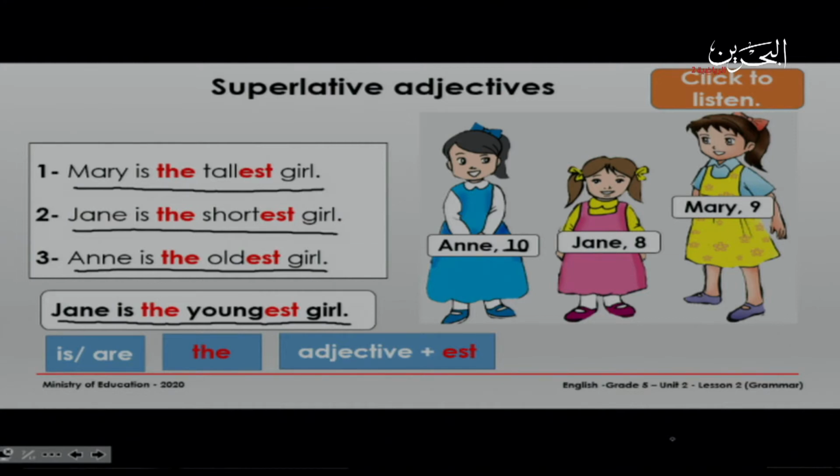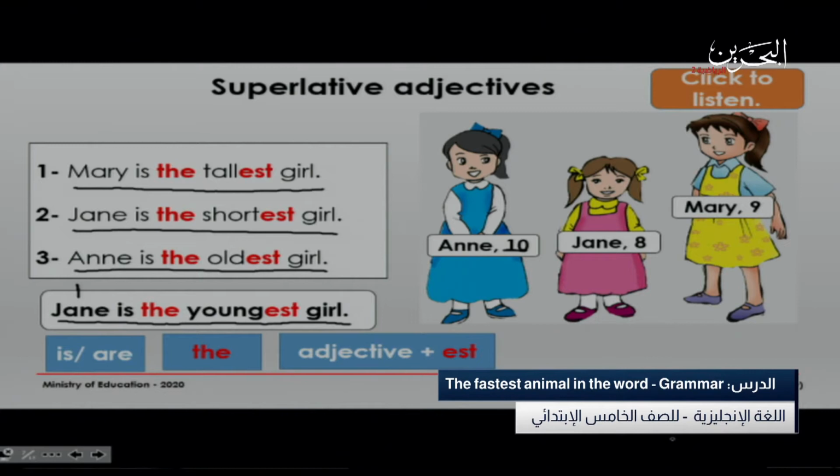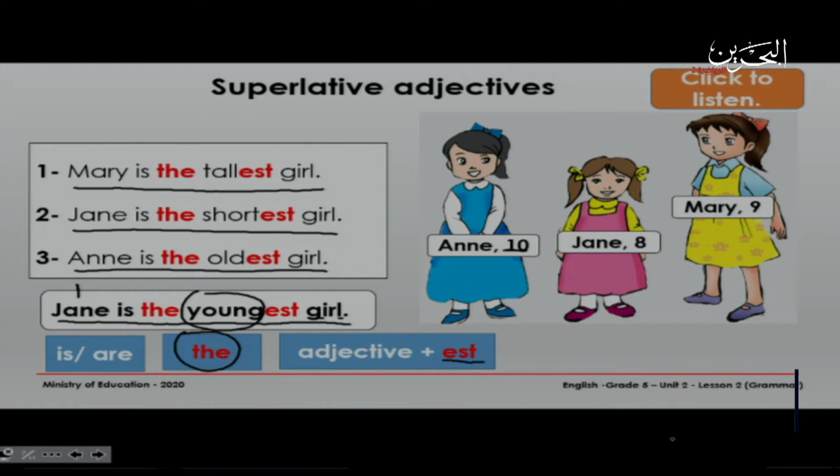So, to write a sentence using superlative adjective, you have again to use is or are. So the first group here we have Jane. We are talking about Jane. Jane is, because Jane is only one. And then you have to write the. Jane is the. And then you have your adjective, the word young. What do we add to it? Be careful. You have to add here E-S-T. Youngest. And finally, you have to write girl.